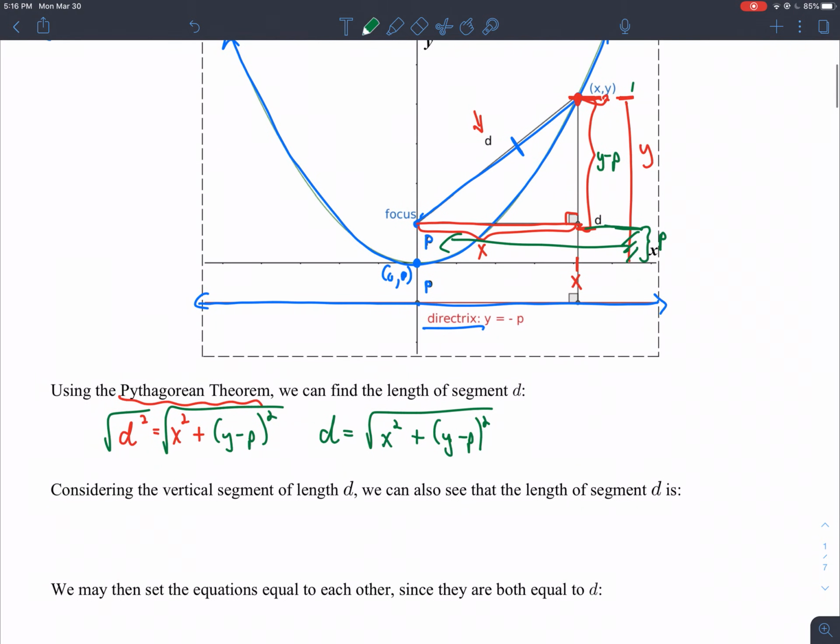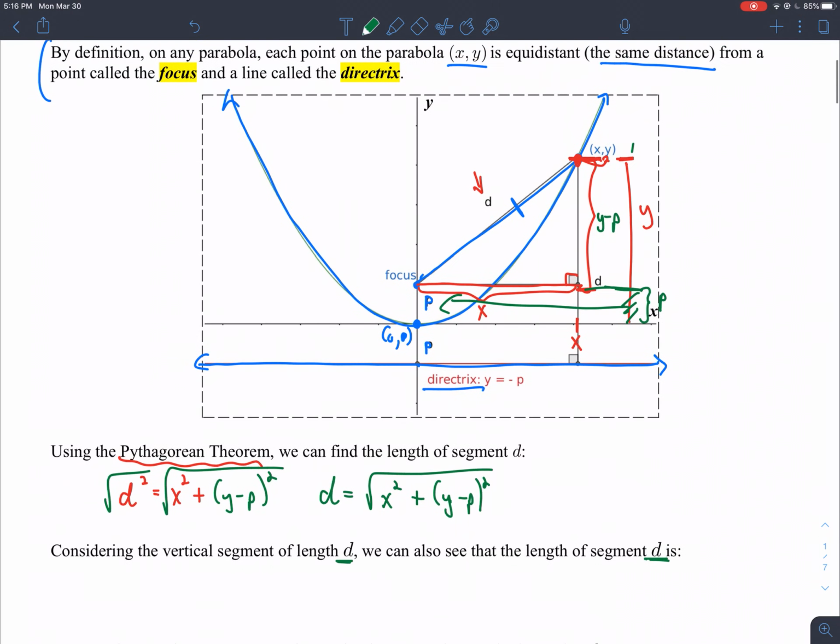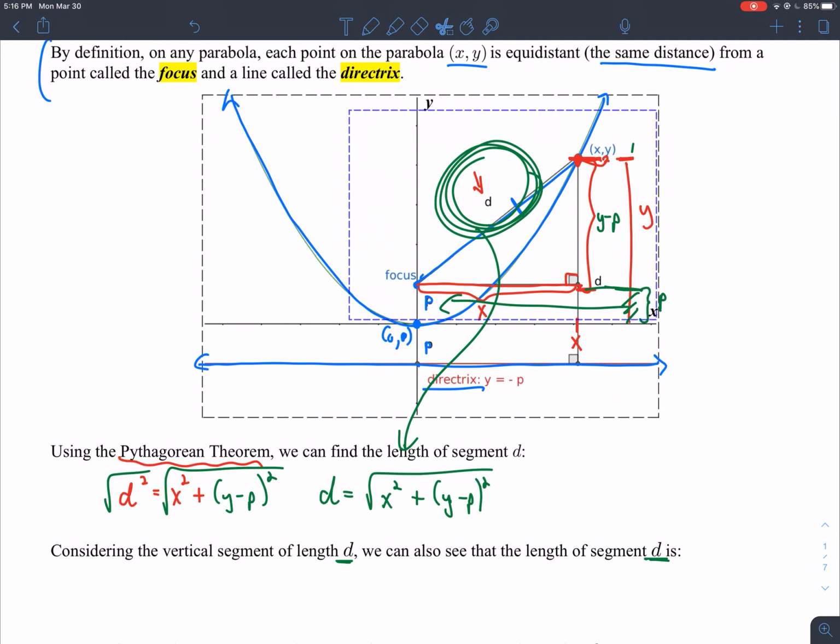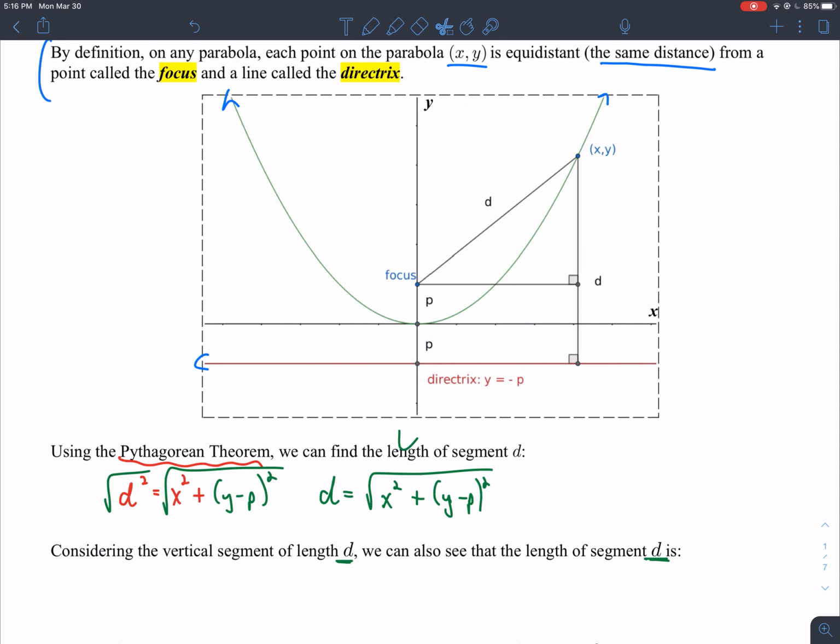All right, and then there's some more guidance here. Considering the vertical segment length of d, we can also see that the length of the segment d is something else. I can express it in a different way. So what we've done is we've taken this segment d and expressed it in terms of the Pythagorean theorem. Now let me erase all of this stuff and let's look at just this segment d and express that in a different way. How long is that segment d?